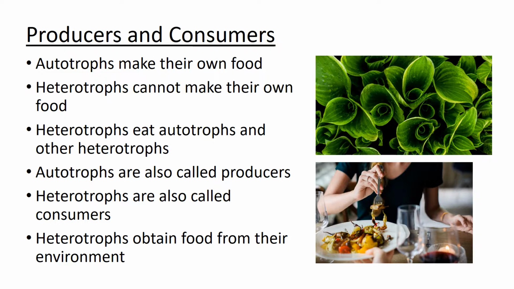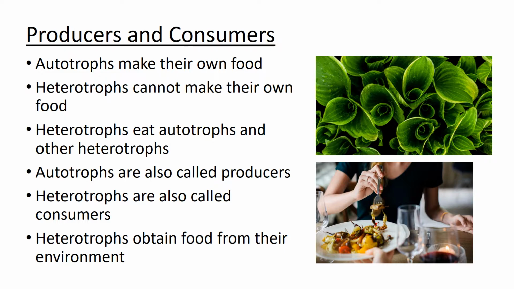Autotrophs make their own food. The image on the top right is of a plant. Inside some of the cells of plants, there are chloroplasts, and chloroplasts make food for the plant. And the plant then metabolizes that food. It draws its energy from the food, and it uses the materials in that food for growth and repair.